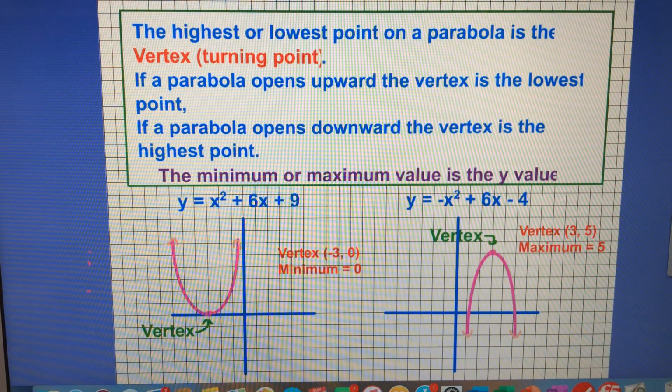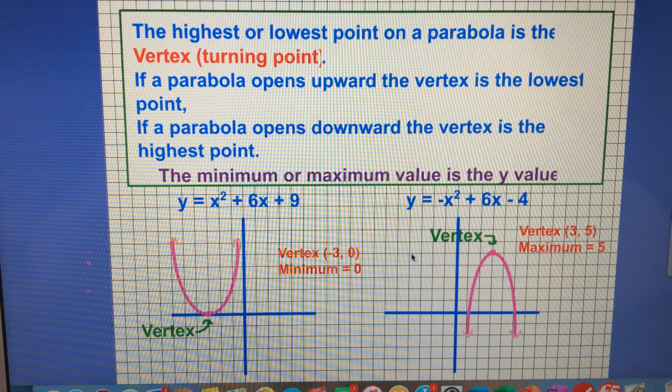Now we have the highest or the lowest point of a parabola, and we call that point the vertex or the turning point. So when I look at this parabola, this is where it turns. That's called the vertex. When I look at the one on the right, this is where the curve makes its turn, and that's my vertex.